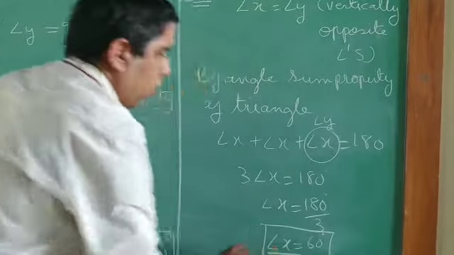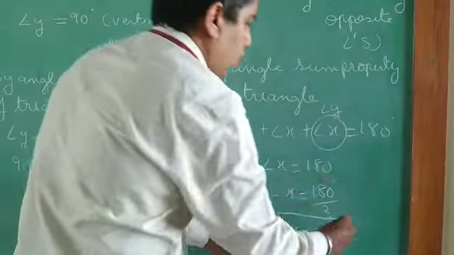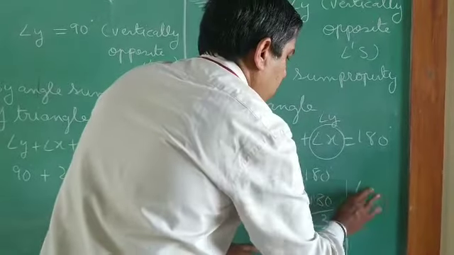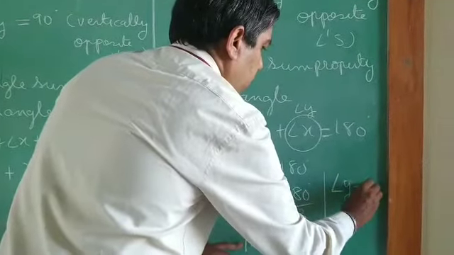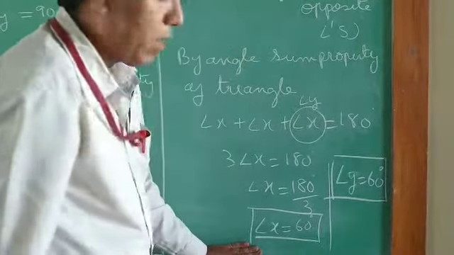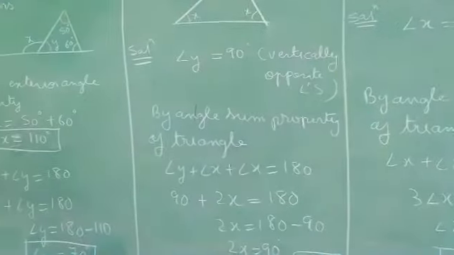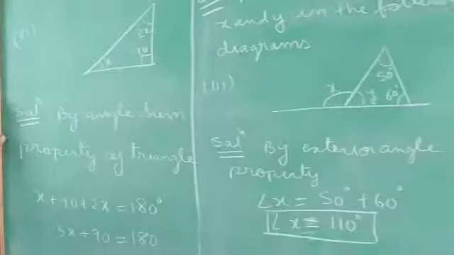So it is the solution. So angle x, how much did I get? 60, and we know angle x equal to angle y. So therefore angle y equal to 60. Right? We got the values of angle x and angle y both. Now let us see again from part 6. Let me revise in short with you.